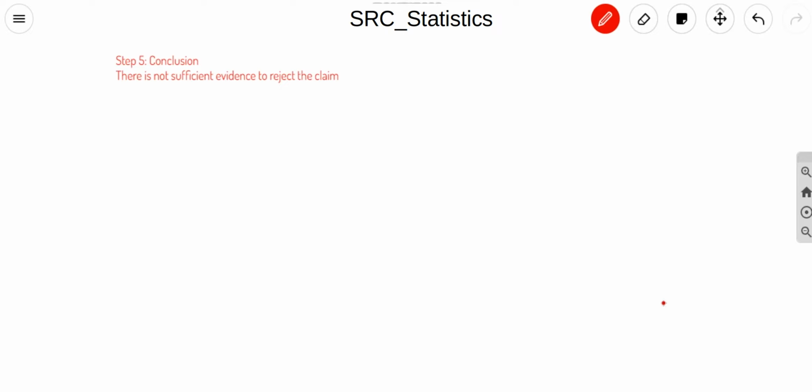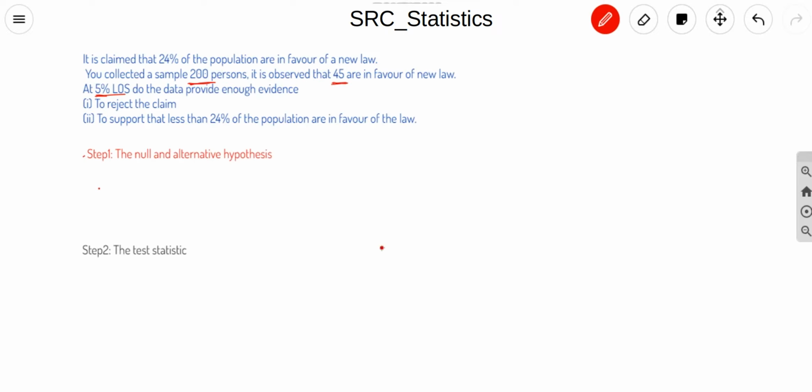Now we shall go to the second part of the problem. The question is whether the data provides enough evidence to support that less than 25% of the population are in favor of the law. So formulate the null hypothesis first, that is p equal to 0.24.